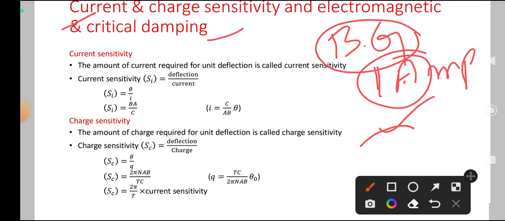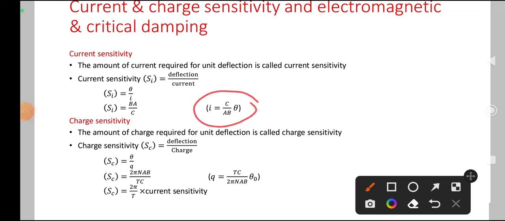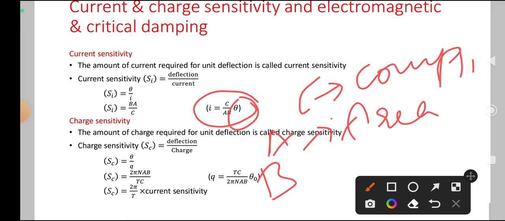Now, the amount of current required for unit deflection is called current sensitivity. Its formula is current sensitivity equals deflection by current, where deflection is denoted by the angle theta, divided by current. This formula is also taken from the ballistic galvanometer. C indicates the coupling, A is the area, B is the magnetic field, and theta is the deflection.